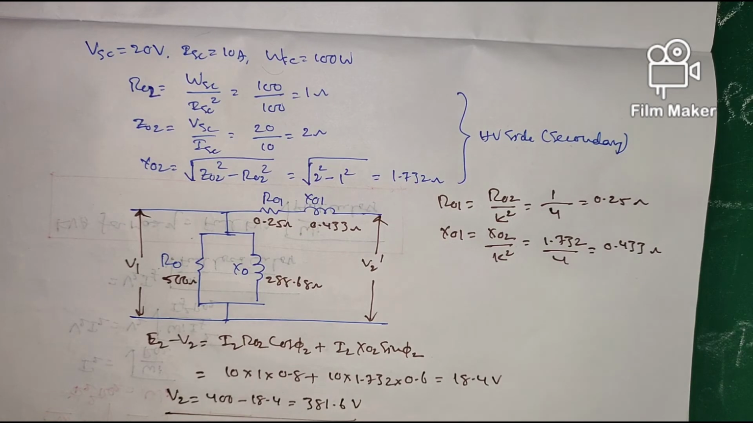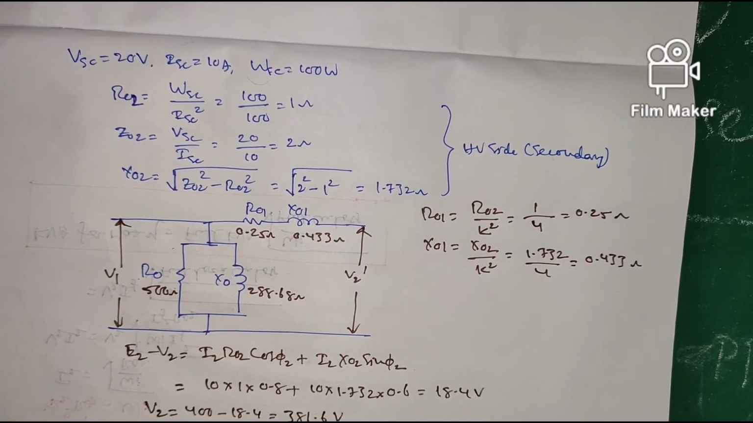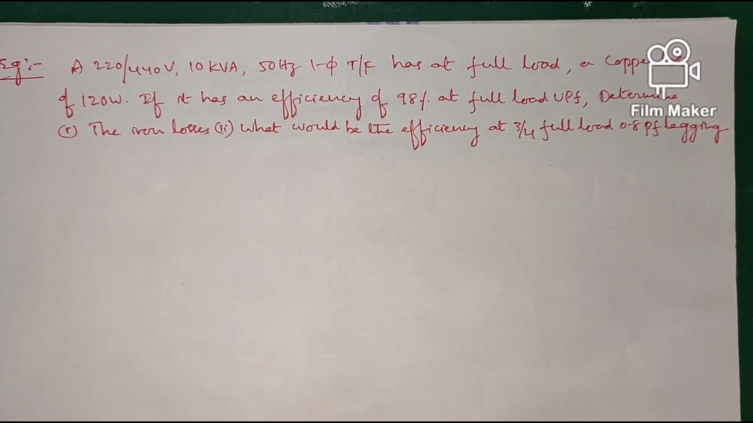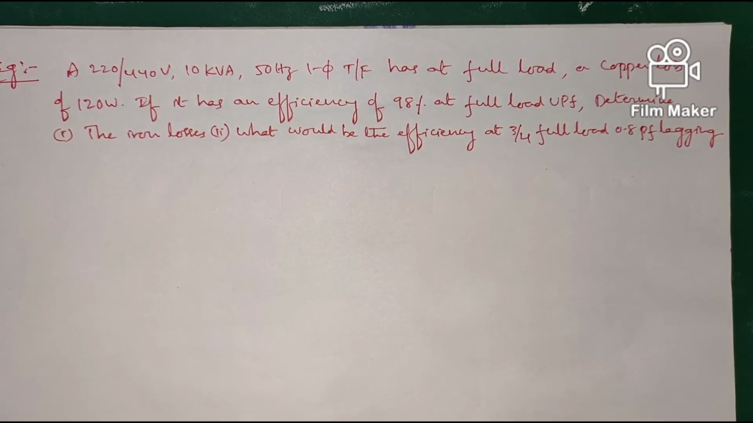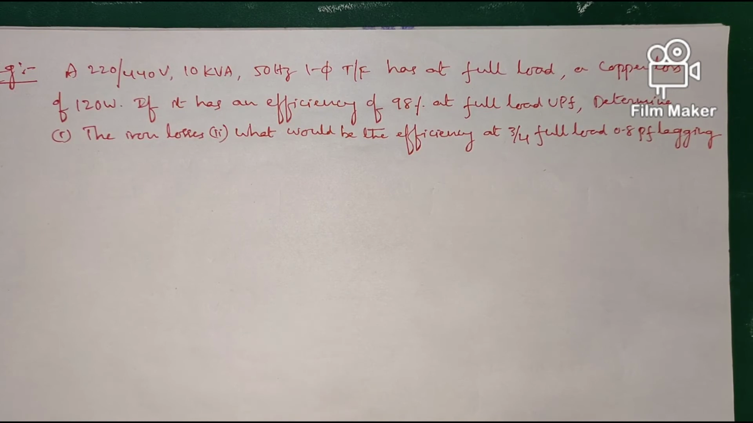This is how we have to simplify this problem. This kind of problems are very much important. Let us do one more problem. Here we are given a 220 by 440 volts, 10 kVA, 50 Hz single phase transformer. It has got a copper loss of 120 watts at full load, and if its efficiency is 98% at full load unity power factor, we have to determine the iron loss and also the efficiency at 3/4 of full load 0.8 power factor lagging. Let us go for the solution here.